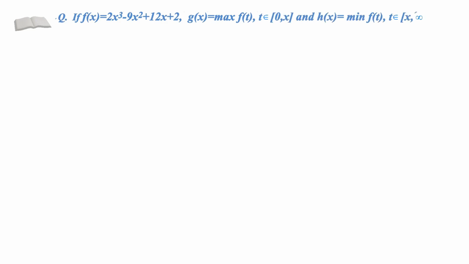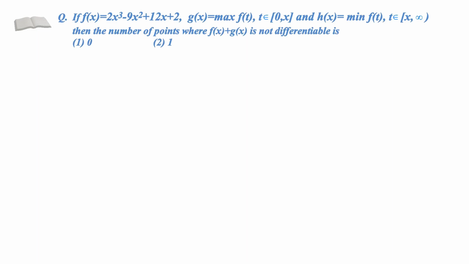If f of x equals 2x cube minus 9x square plus 12x plus 2, and g of x equals the maximum of f of t where t belongs to the interval 0, x, and h of x equals the minimum of f of t where t belongs to the interval x to infinity, then the number of points where f of x plus g of x is not differentiable is.